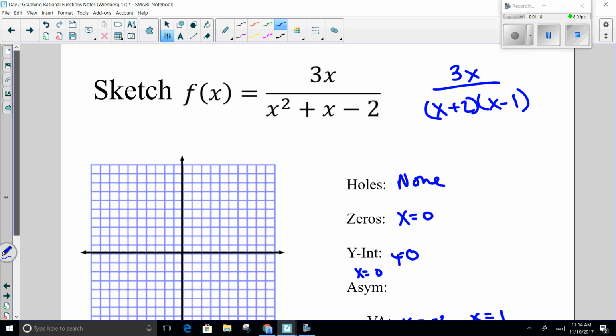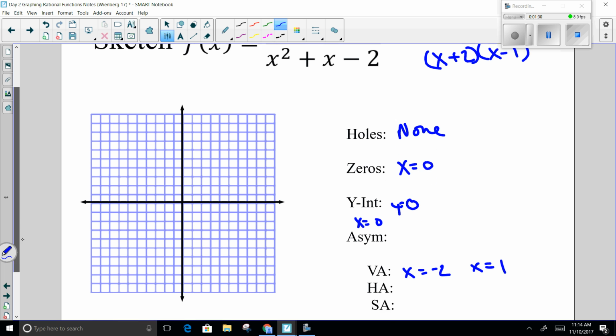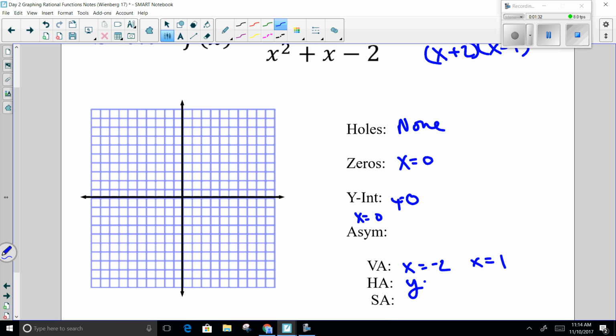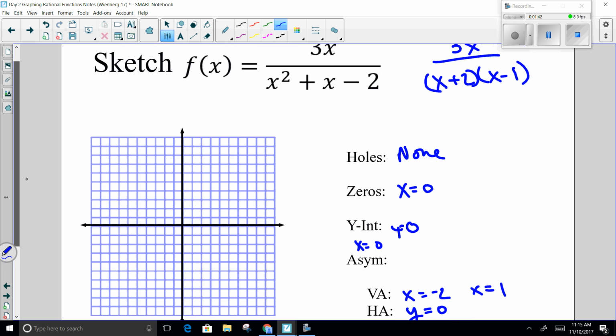A horizontal asymptote occurs when the degrees are the same or the denominator is larger. In this case, the denominator has degree 2, and the degree of the numerator is 1. The denominator has a larger degree, so this one's really easy to calculate. It's always going to be y equals 0 when the denominator has a larger degree. Slant, none. You can never have a slant and a horizontal at the same time. Then we're going to do other points if we need them.